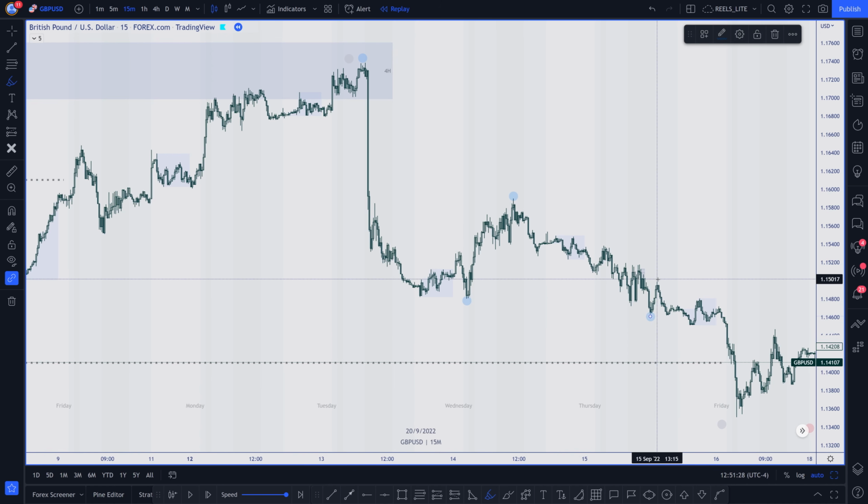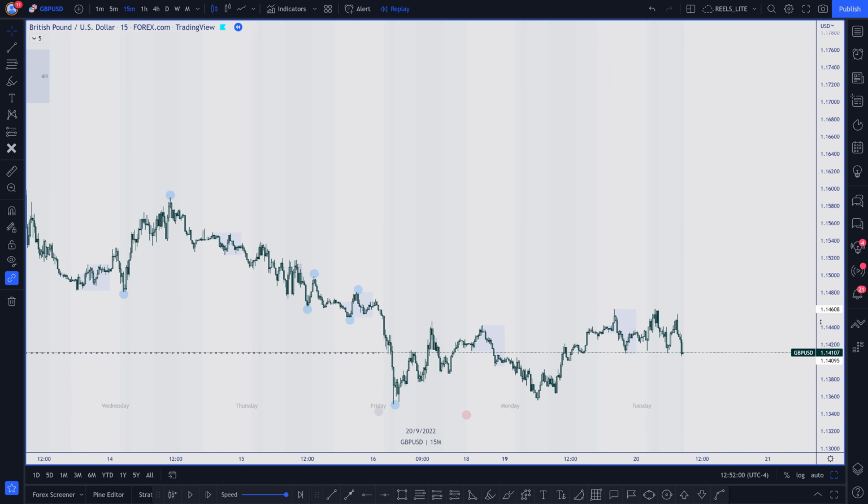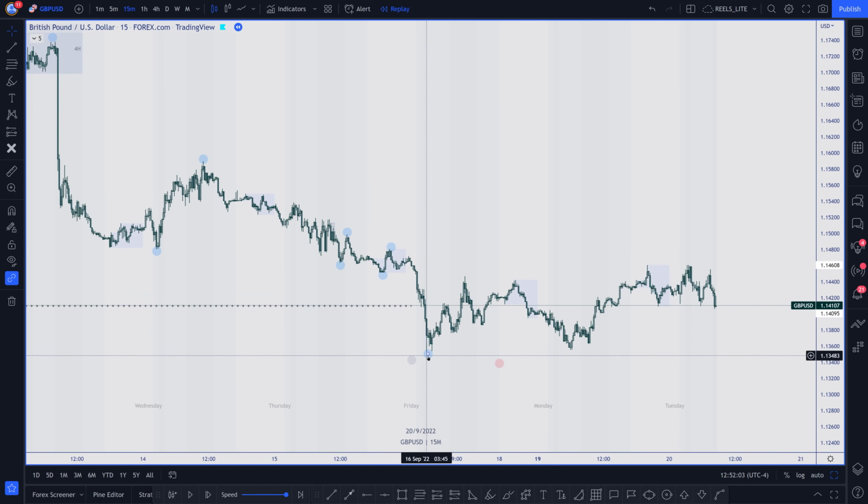we get another significant pullback, right? And we continue to break, right? So we're breaking here, and then again we get another significant pullback and then push down to this level here. So essentially we have 15 minute bearish structure, as you guys can see pretty clearly here.